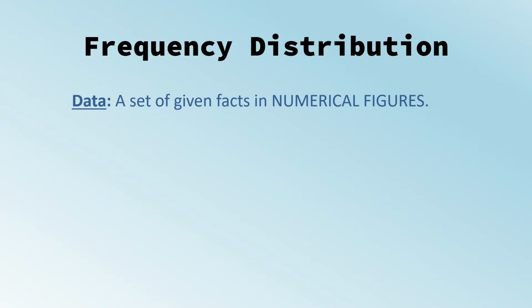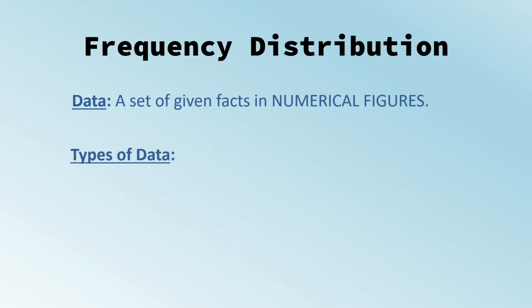Let us begin with our first point, frequency distribution of the ungrouped or raw data. First of all, data is a set of given facts in numerical figures. If you take any set of numbers related to some particular survey, that forms your data.